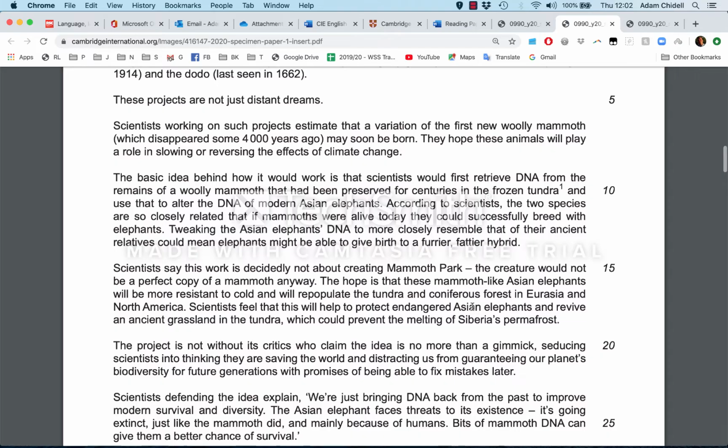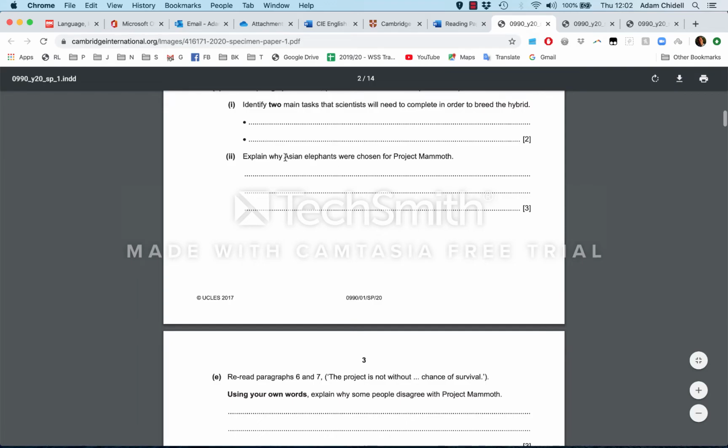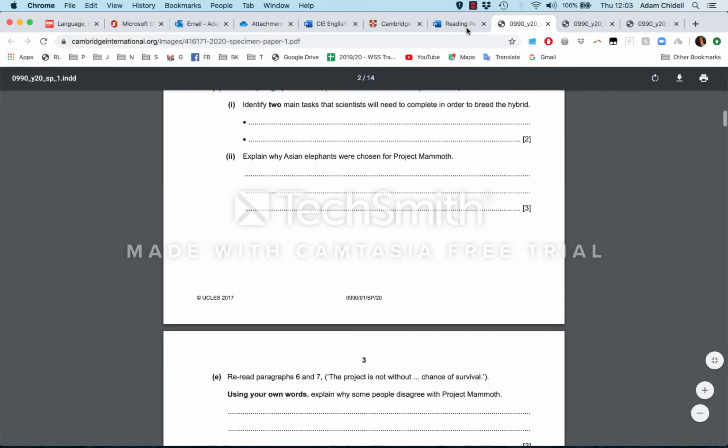It's about reading carefully, understanding what it is you're being asked to find, in this case, why the Asian elephants were chosen, and again, perhaps making a little bit of inference and being able to put those into your own words. So just to recap, we would have something along the lines of the fact, number one, that they are closely related to mammoths, secondly, that they have the potential to breed with mammoths, and thirdly, the fact that they are themselves, Asian elephants, under threat of extinction, and that this project could increase their chances of survival. And that way we would gain all three of the available marks.